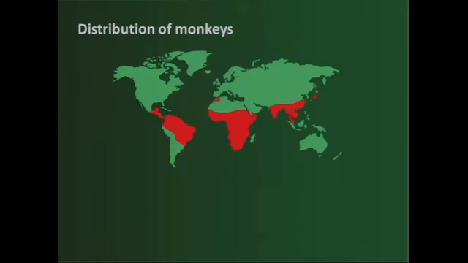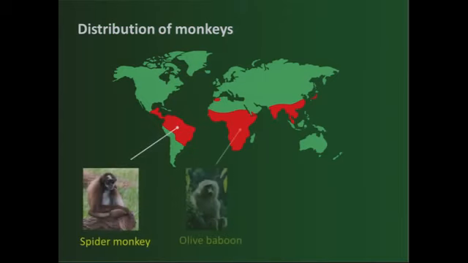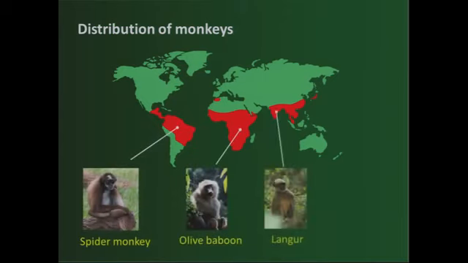We find monkeys in South America, Africa, and Asia. For example, we find the spider monkey in South America, the olive baboon in Africa, the langur in India, and macaques in Japan. Now, evolutionists tell us that monkeys evolved in Africa. Well, it's not difficult to see how they might have migrated to Asia. But how did they get to South America? You see, according to the theory of evolution, South America split off from Africa millions of years before monkeys had evolved.